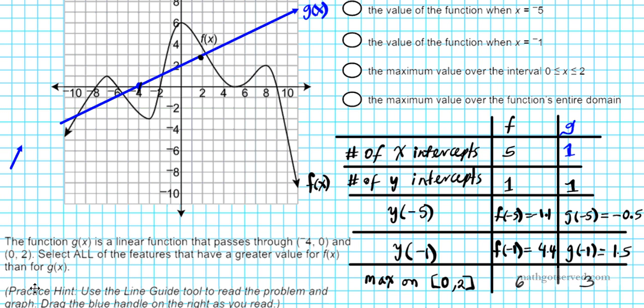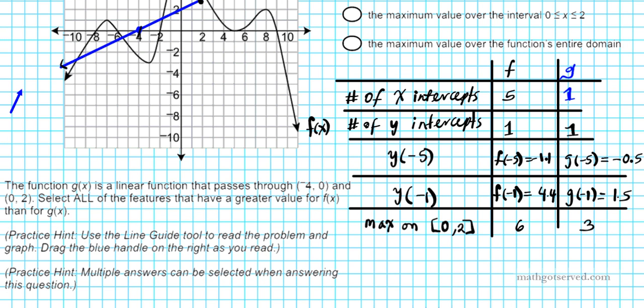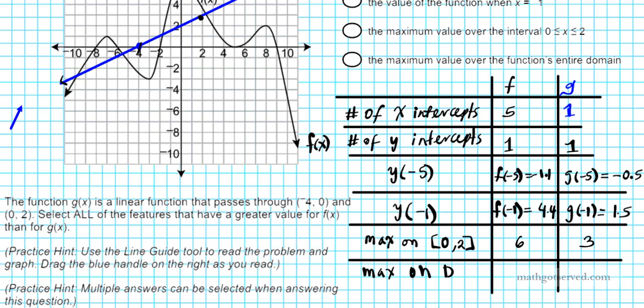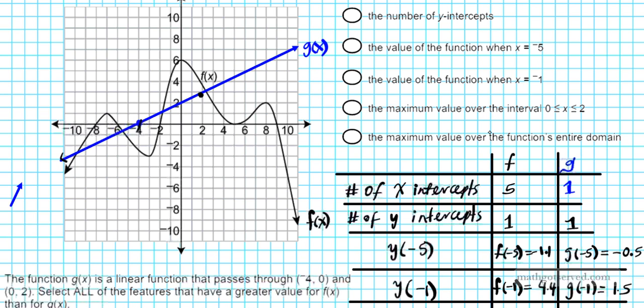All right, now last but not the least, the maximum value over the function's domain. So what's happening at the ends? That's what we're looking at. Okay, so let's go ahead and write that down. So maximum on domain. If you're taking a look at the maximum on the entire domain, what you're doing is going from the extreme left side, negative infinity, all the way to the extreme right side, infinity. So if you go from negative infinity to infinity, how high do they get? Okay, so it says maximum value over the entire function.